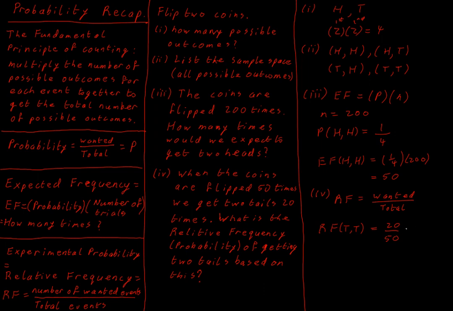So when I put that into my calculator, I get 2/5, or I could write it as 0.4. And that's all of the different definitions and language that we already know from probability. And that's what we need for now.